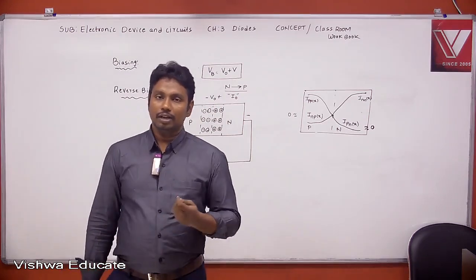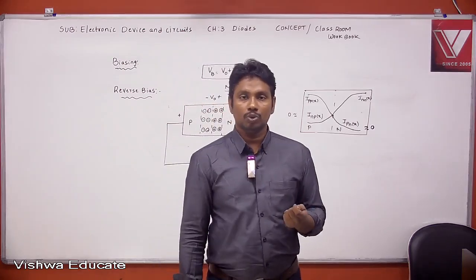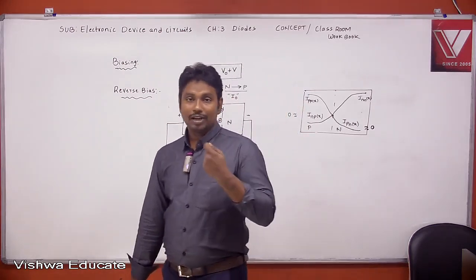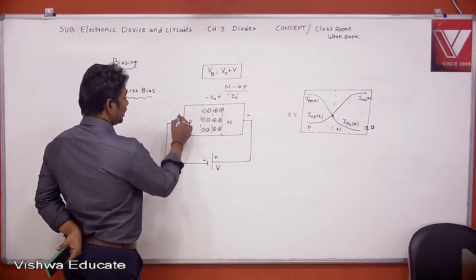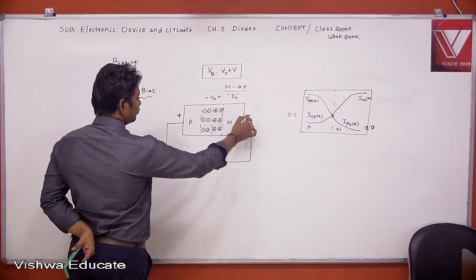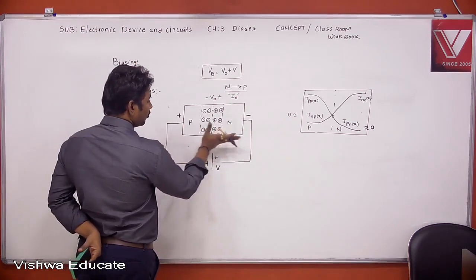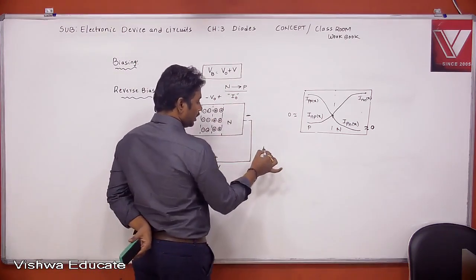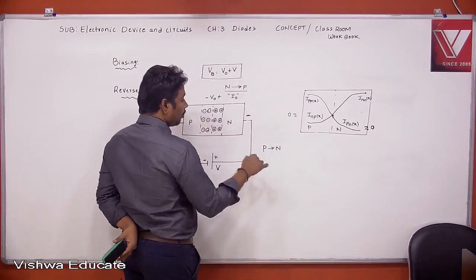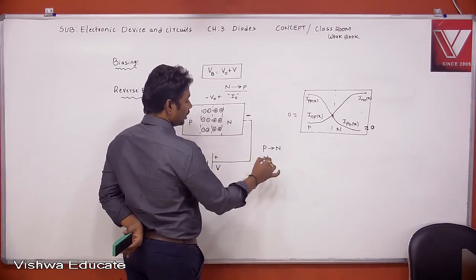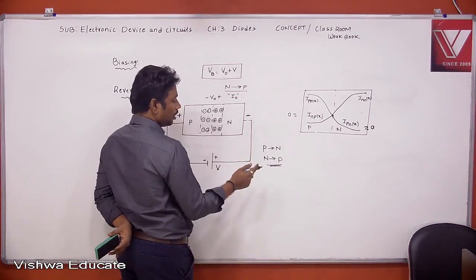Next heading, conclusion. Now see the conclusion here. What is a PN junction? The PN junction is nothing but a two-terminal device which allows the current in one direction and opposes the current in another direction. Allows the current in one direction means in case of forward bias it allows the current. Opposes the current in another direction means in case of reverse bias there is almost negligible current. Am I correct or not?